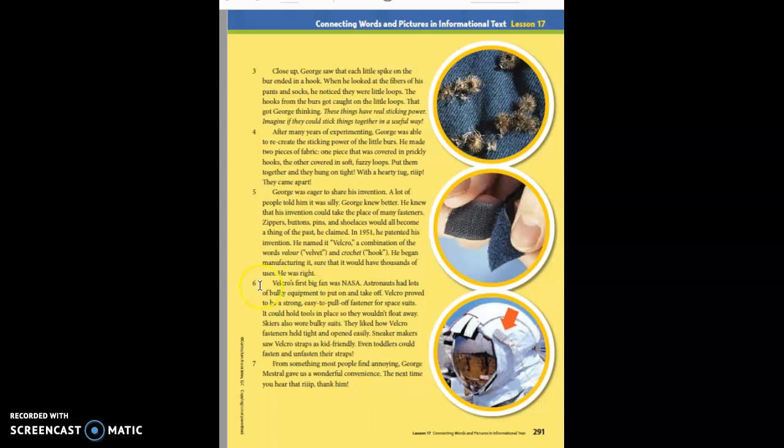Paragraph 6. Velcro's first big fan was NASA. Astronauts had lots of bulky equipment to put on and take off. Velcro proved to be a strong, easy pull-off fastener for spacesuits. It could hold tools in place so they wouldn't float away. Skiers also wore bulky suits. They liked how Velcro fasteners held tight and opened easily. Sneaker makers saw Velcro straps as kid-friendly. Even toddlers could fasten and unfasten straps.